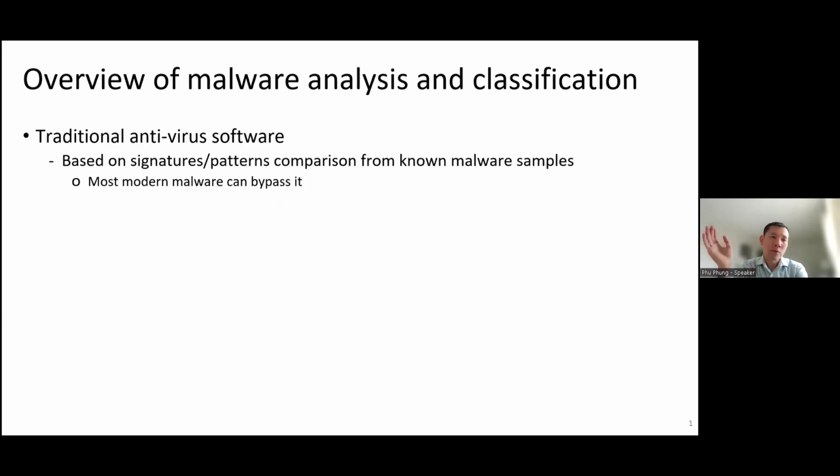So before machine learning, traditionally, there is antivirus software, for example, that will detect malware. But the approach normally is based on static analysis, where they analyze some signatures and patterns and compare them with some known malware samples. However, most modern malware can bypass this because they find another way to bypass this checking.